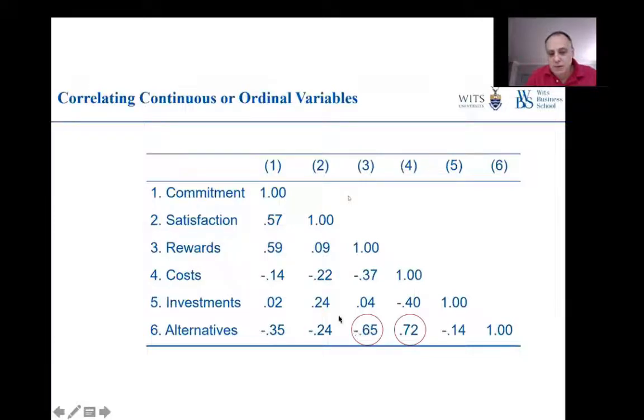Please don't get sidelined with the minus. So the alternative is correlated to number 3, which is rewards. So cost and rewards would be quite closely correlated to the alternatives in this particular case.